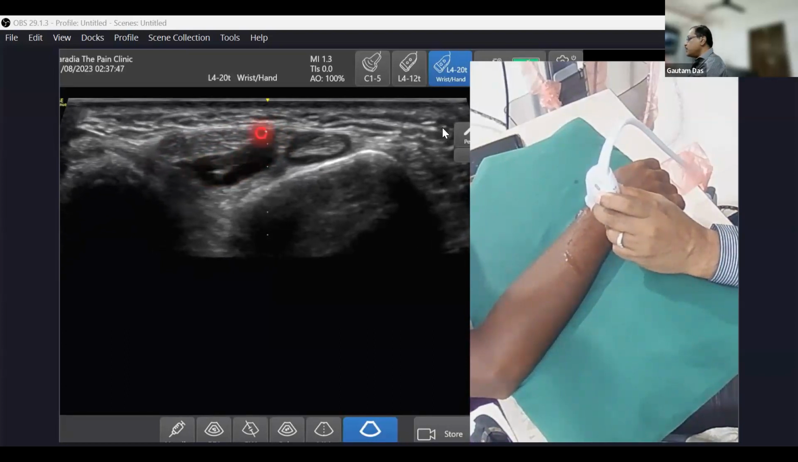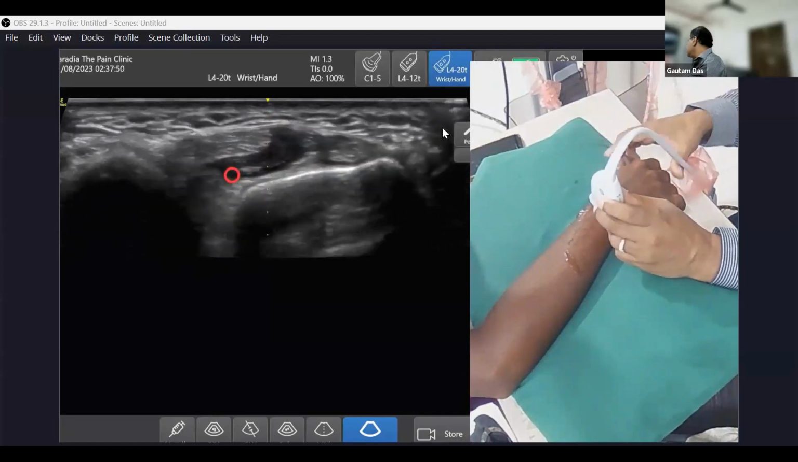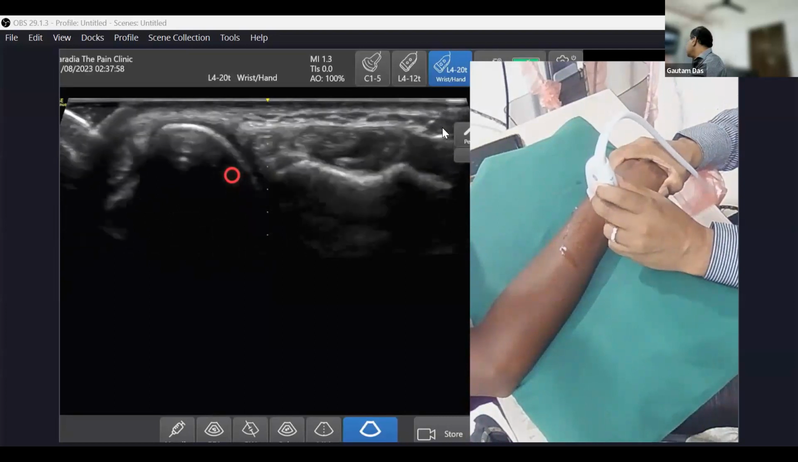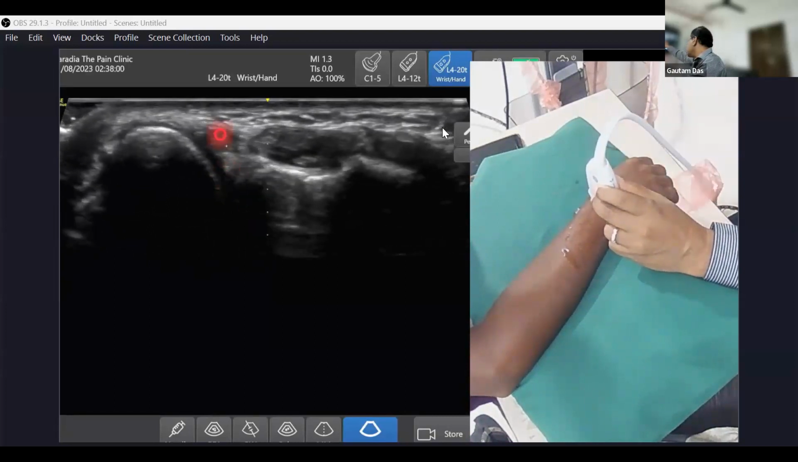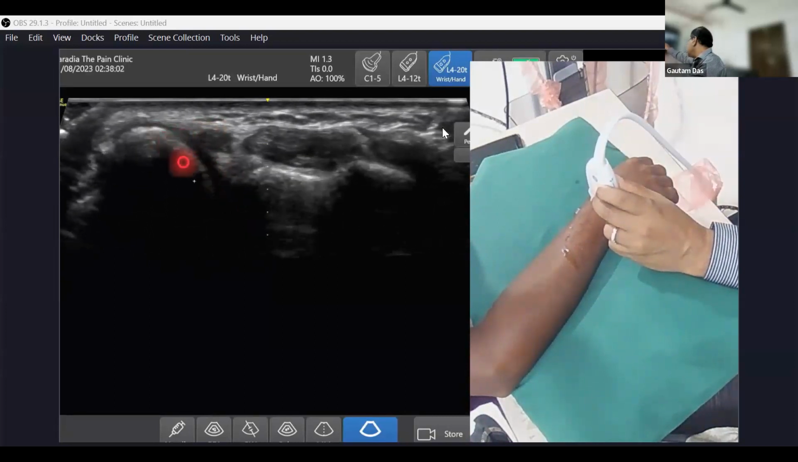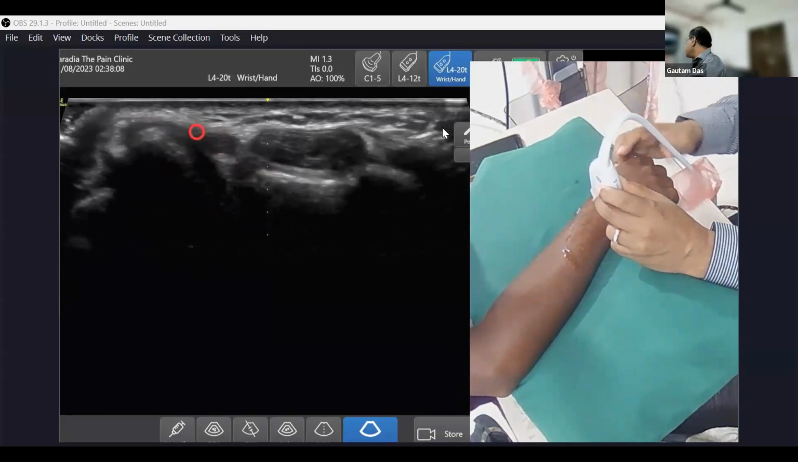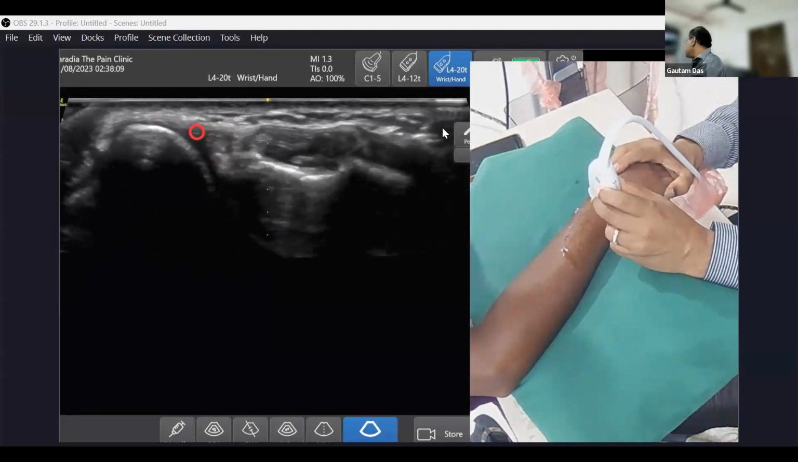So now, if I'm going more towards the ulnar side, then you'll be able to see the extensor digiti minimi. So this was your extensor digiti minimi. Remember, the extensor digiti minimi lies between the radius and ulna. This is ulna, this is radius, the extensor digiti minimi. This is your fifth compartment. That is also a superficial muscle.